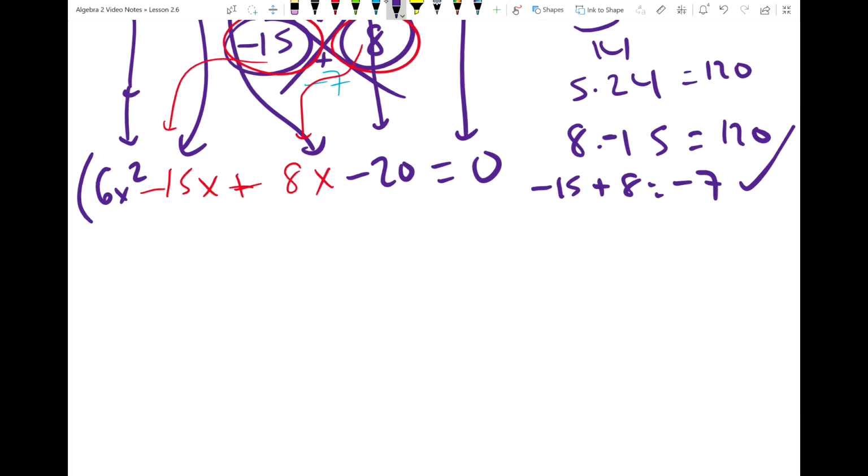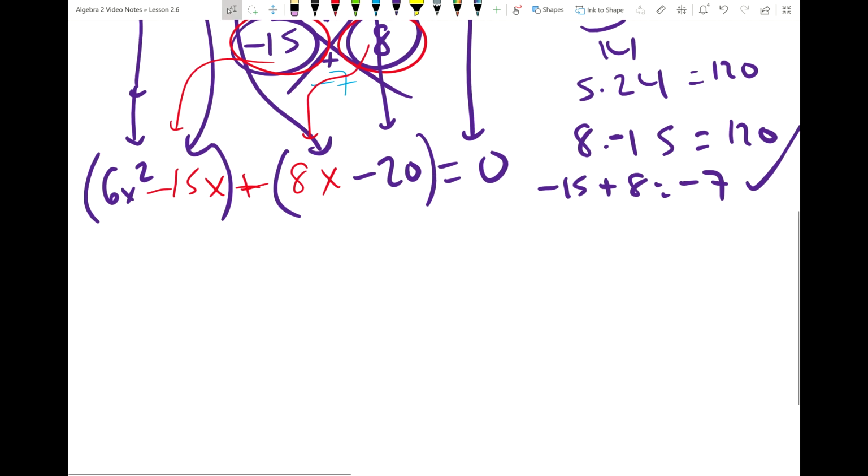Then you're going to factor by grouping. So you put these in their own parentheses. What can we pull out of the first parentheses? We can pull out a 3 and an x, because 3 goes into 6 and 3 goes into 15. So we got 3x, and 3 goes into 6 twice, x goes into x squared with one x left, and 3 goes into negative 15 negative 5 times. That takes care of the first parentheses.